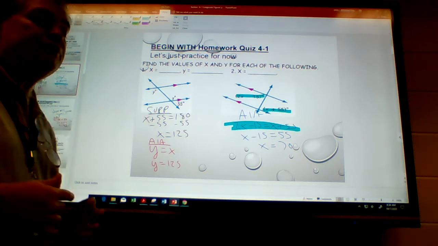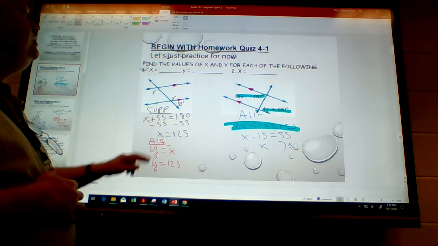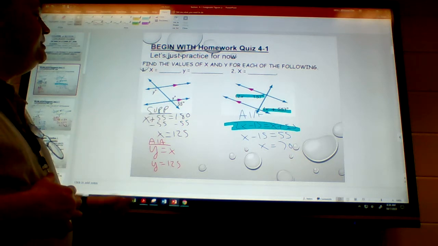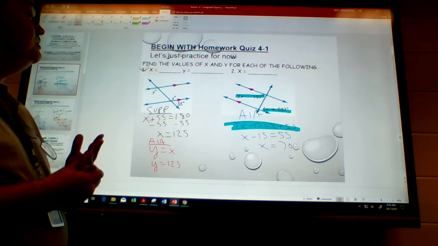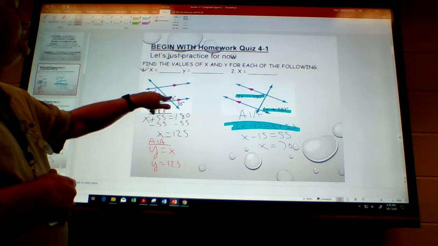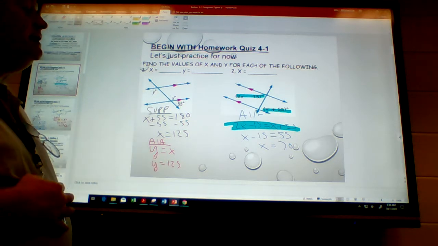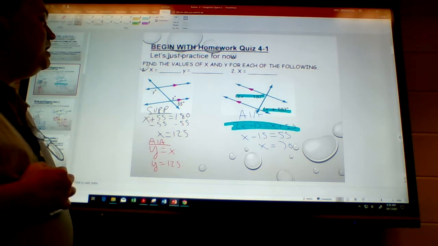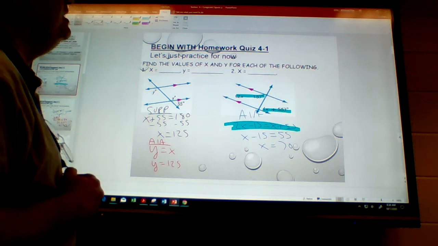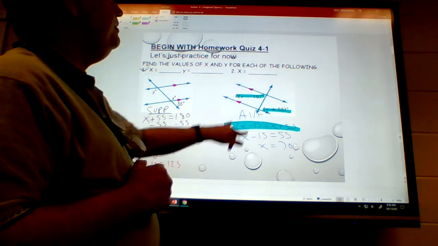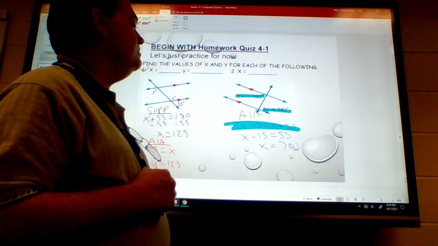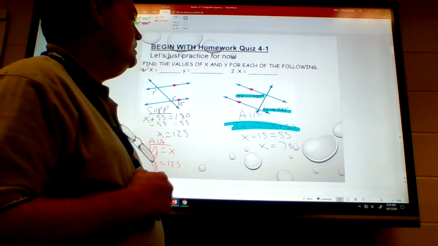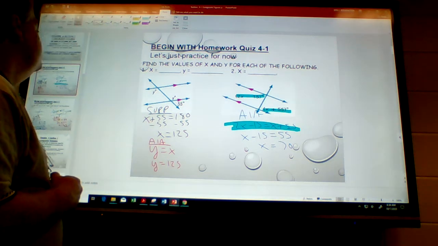I went ahead and did these for you because of time, but I want you to note that x and 55 are supplementary, so that means the x value is 125. But x and y here are alternate interior angles, which makes them equal, so therefore y is also 125 degrees. Same thing for the ones in blue. These two angles are also alternate interior angles, which makes them equal, which gives you an x value of 70 when you solve it.